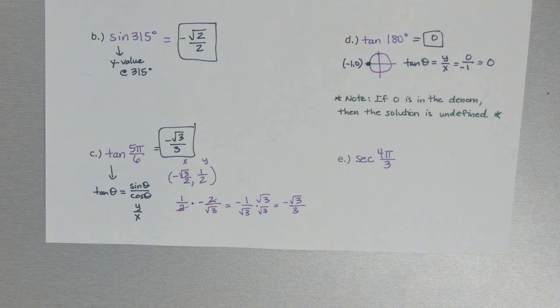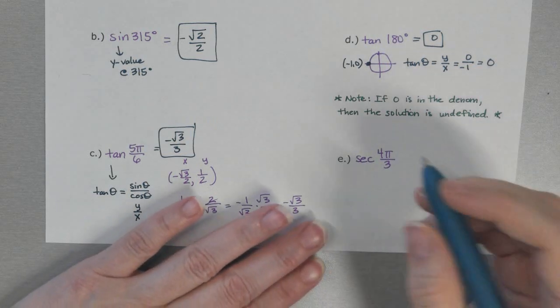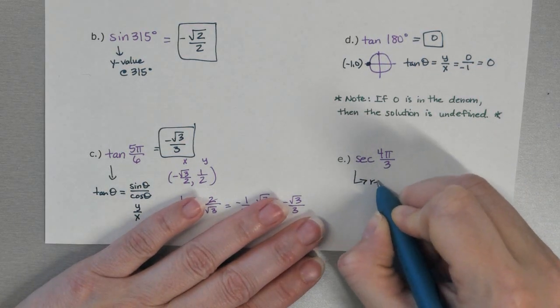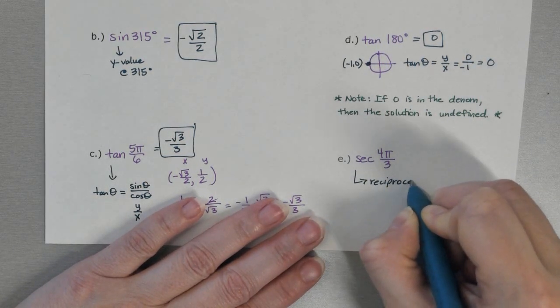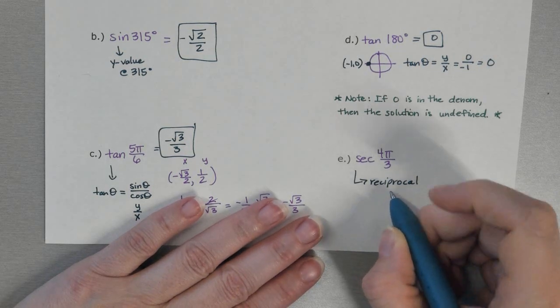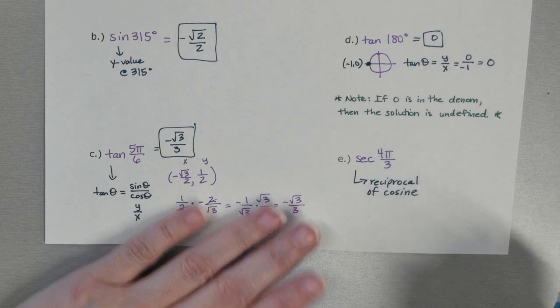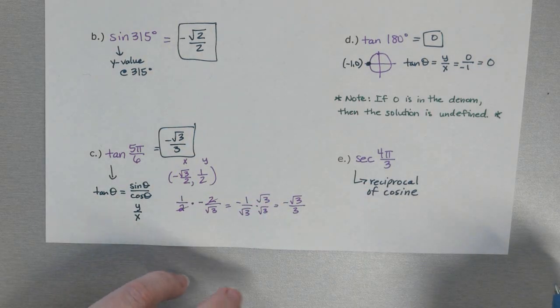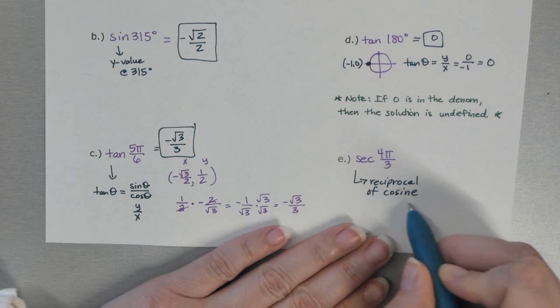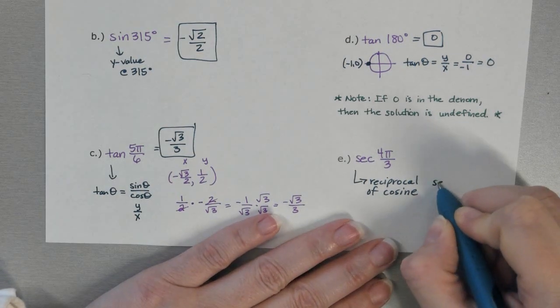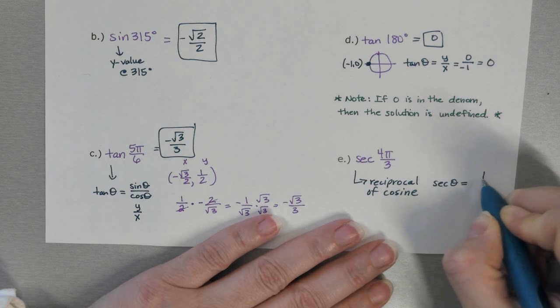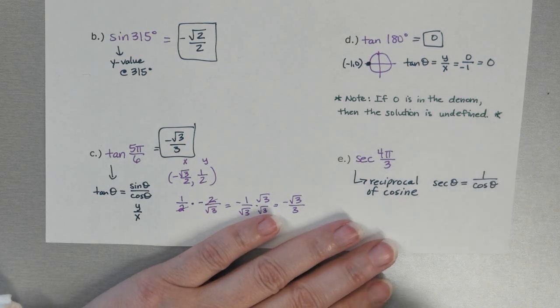Those are the most interchanged words. We're actually going to do inverses in 10-4, so we'll talk about that a little bit further. But the reciprocal means that you do what? She said flip the numerator and denominator. Yes. So this is the reciprocal of cosine, which means the secant of theta is equal to 1 over the cosine of theta.